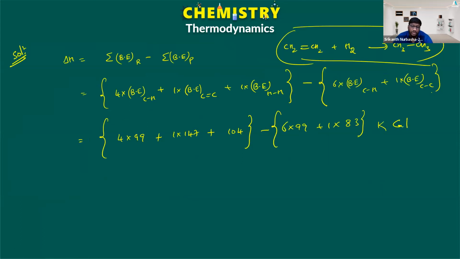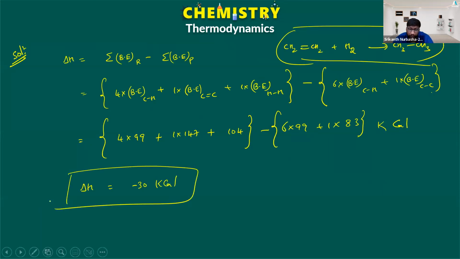Do the calculation, students, all of you. So delta H is supposed to be how much? Minus 30 kilocalories, if you try to solve it. The approximate value of delta H would be minus 30 kilocalories. Check out the calculation, everyone.